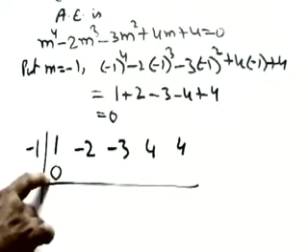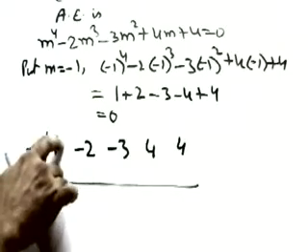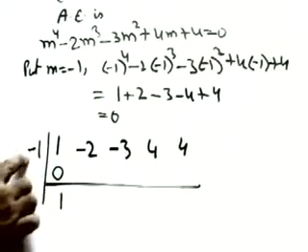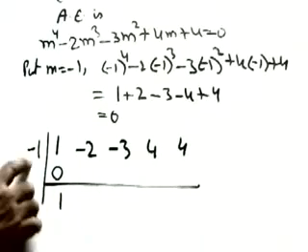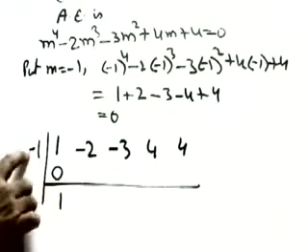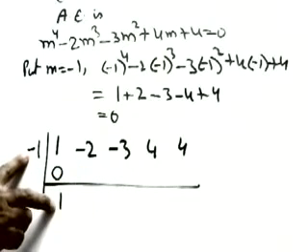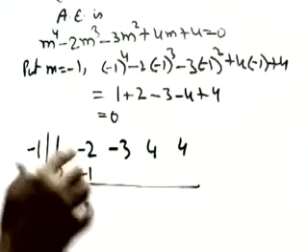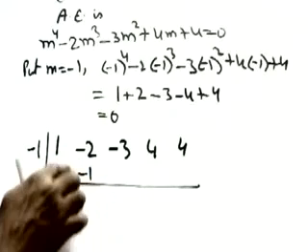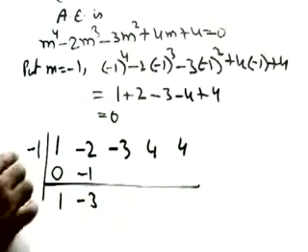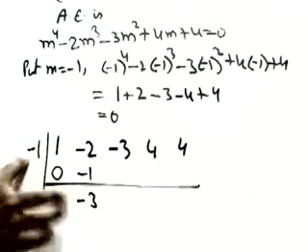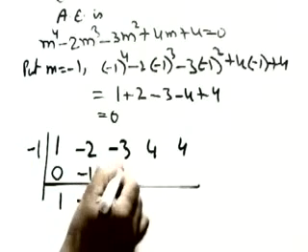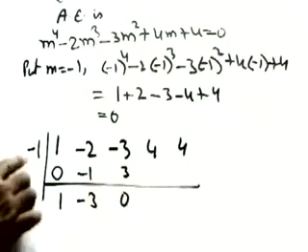We are dividing by -1, so you write -1 here. Now you add: 1 plus 0 will be 1. You multiply this value, and whatever value you get, you write here. -1 into 1 is -1, you write here -1. Now add these two: -2 - 1 is -3. Now you multiply and write here: minus into minus is plus, 1 times 3 is 3.